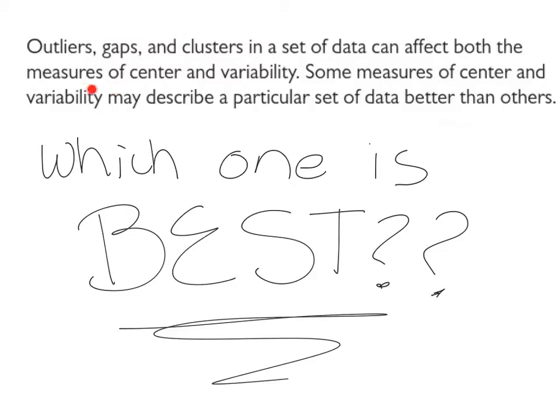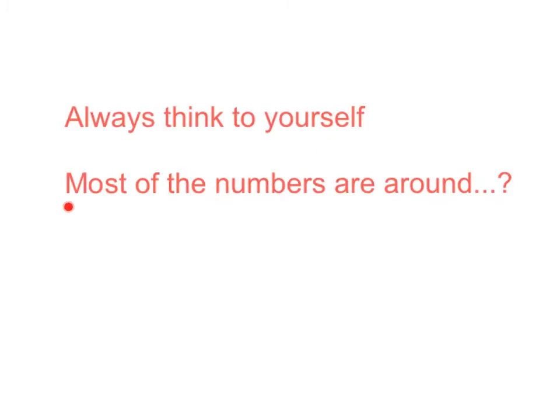And that can affect the measures of center. It can kind of throw everything off. So, in measures of center and variability, some may describe a particular set of data better than others. So you need to ask yourself which one is best. What I always do is think to myself, most of the numbers in my data set are around what number, and I decide. And then I find my mean, median, mode, range, interquartile range, and decide which one's closest to that number that most of the numbers are around.